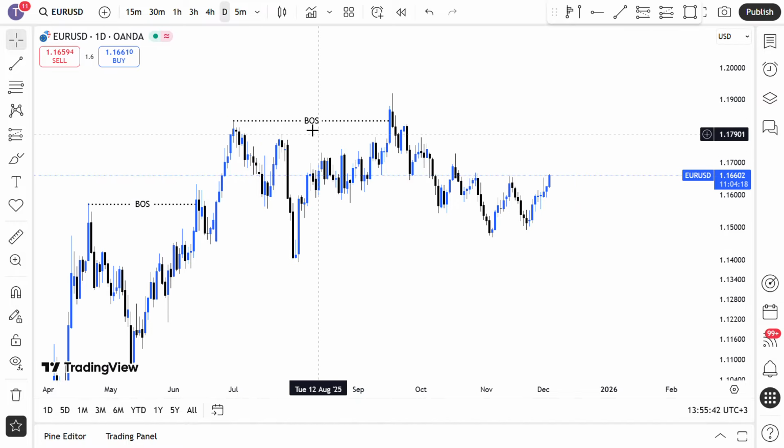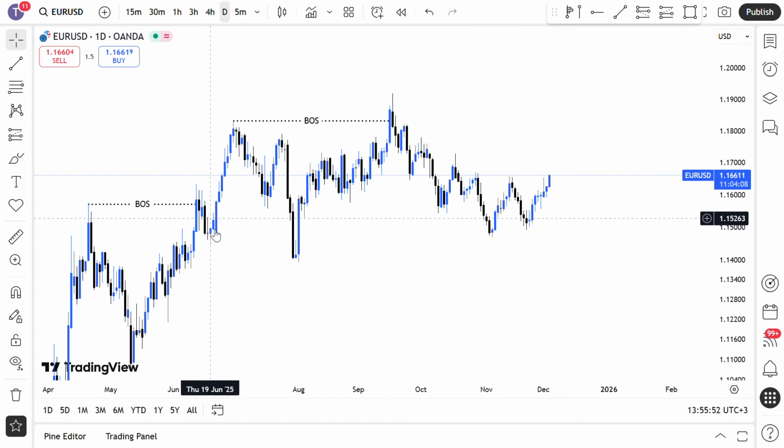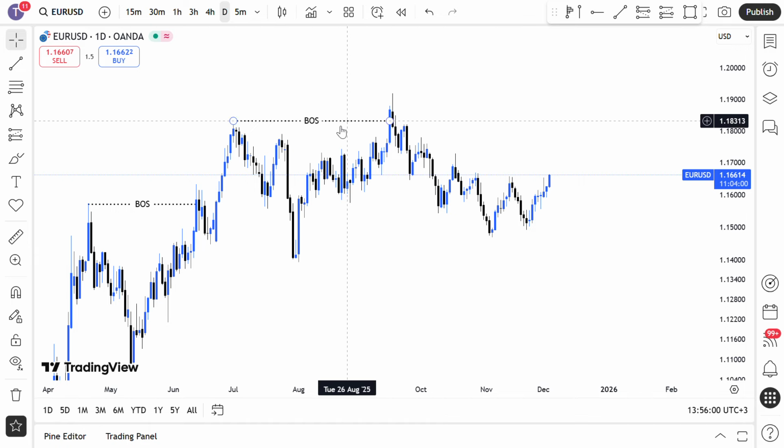After this break of structure here, we had this pullback. That is the reason why we have marked this break of structure at this point. This pullback came to sweep liquidity here. This is a major inducement at this point. The market swept that low as a liquidity, as an inducement, and then the price went up to break structure.